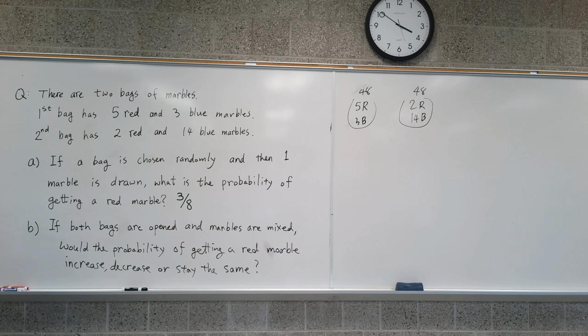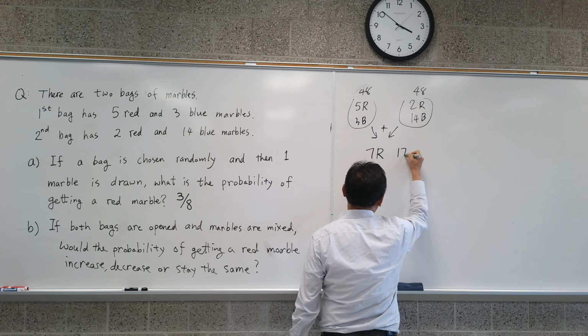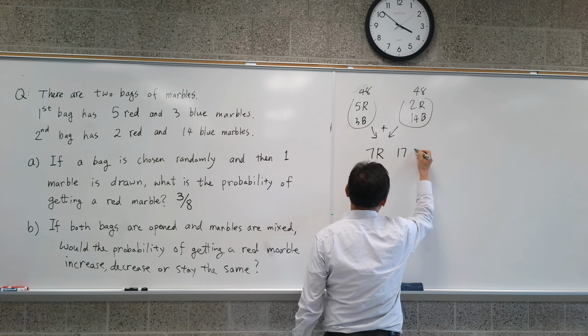So you mix these together, then there will be 7 red marbles. If you pool them together, you have 7 red marbles and 17 blue marbles. And that means out of 24 total, you have 7 out of 24 as the proportion of red marbles among all the marbles. So the probability of choosing a red marble in the second case would be 7 out of 24.